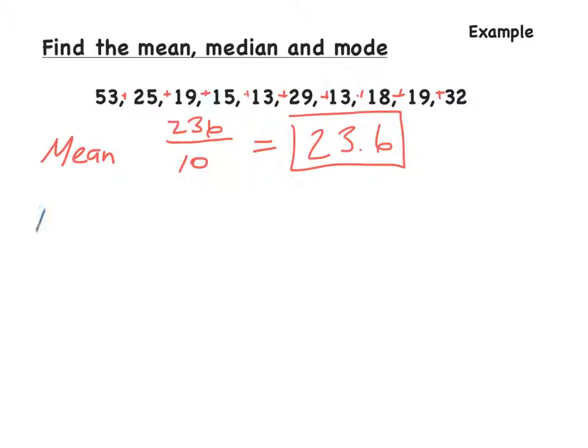Now the median. Remember what we have to do? We have to line up every one of these numbers from least to greatest. So when we do that, let's see here. Looks like up here the smallest ones are 13. There's another 13. And 15. Followed by 18. Then we have two 19s.